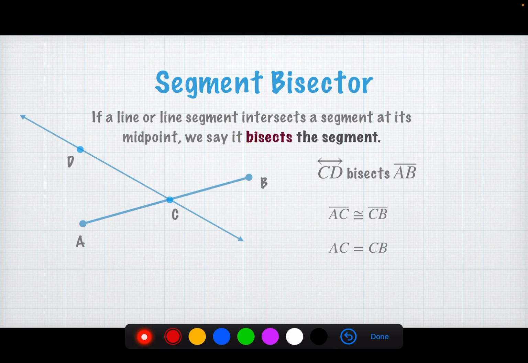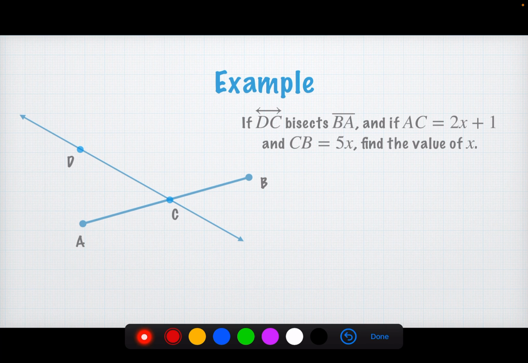So let's look at an example. Let's say again, DC bisects BA, and AC is 2x plus 1. Let's write that, 2x plus 1, and CB equals 5x. We're trying to find the value of x. Now, when we were doing the segment addition postulate, we would have added those two pieces together to get the length of the whole long segment. But here, I don't have the whole segment. All I know is that DC bisects AB. What that means then is that these two segments are equal. So I can say that with an equation. I can write 2x plus 1 equals 5x, and then we'll solve. I'll subtract 2x off both sides to have 1 equals 3x. Divide both sides by 3 to get that x is equal to 1/3.